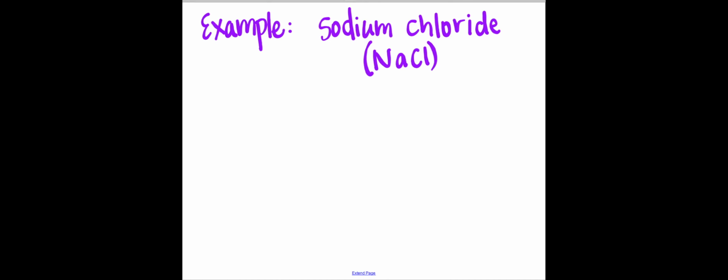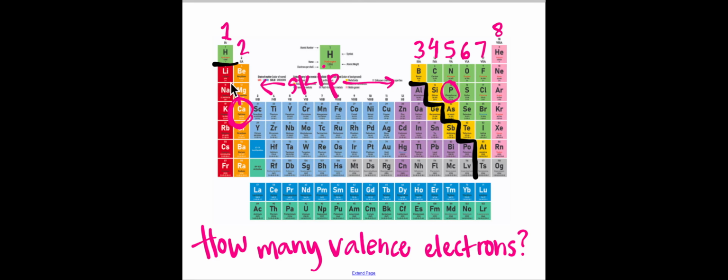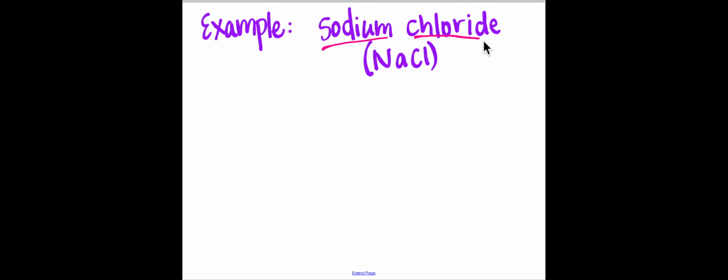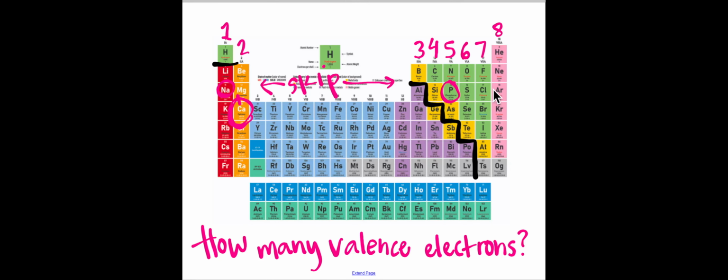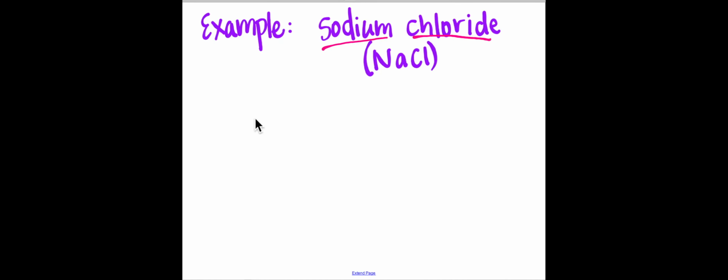So let's look at this example of an ionic compound. First, let's look at sodium. Sodium is in this first column, so it's going to have one valence electron. And then the chloride here represents chlorine. Chlorine is over here in this column, so it's going to have 7 valence electrons. So we have sodium with 1 valence electron and chlorine with 7 valence electrons. And as a reminder, they both want to have 8 so that they can have a full octet.